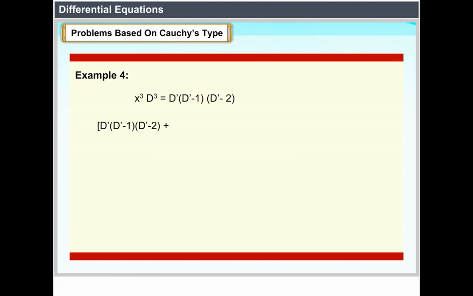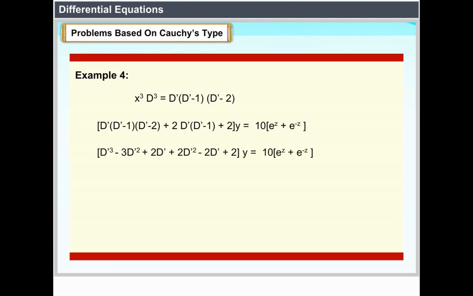D'(D' minus 1)(D' minus 2) plus 2(D' minus 1) plus 2, into y equal to 10 into (e power z plus e power minus z). D'³ minus 3D'² plus 2D' plus 2D' minus 2... D'³ minus D'² plus 2, into y equal to 10 into (e power z plus e power minus z). The auxiliary equation is m³ minus m² plus 2 equal to 0.